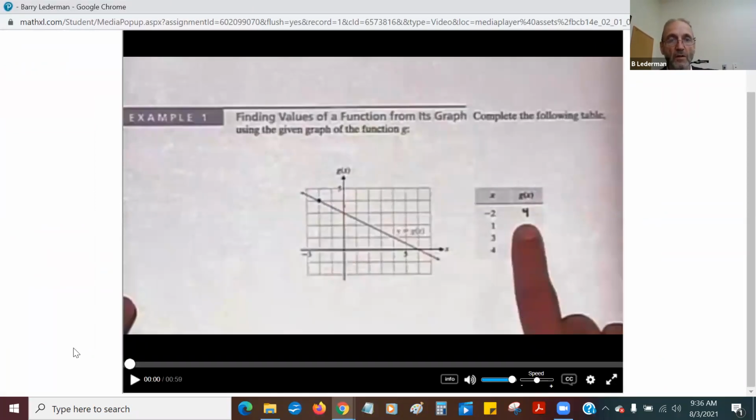These movies I'm showing you are in Math Excel, and you can access them on your own anytime. Let's just take a look at it.